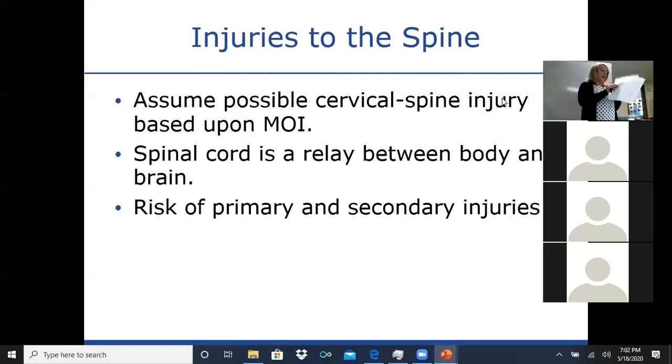All right, so let's talk about a few things. We're going to talk about neurogenic shock, but first we're going to talk about the nervous system. What are some of the first things that come to your mind about the nervous system?